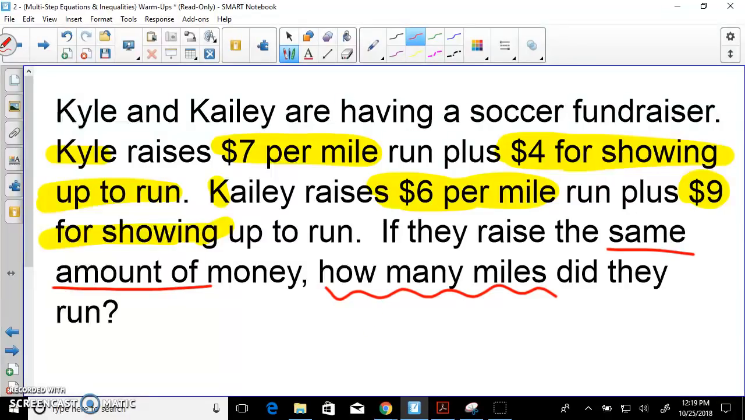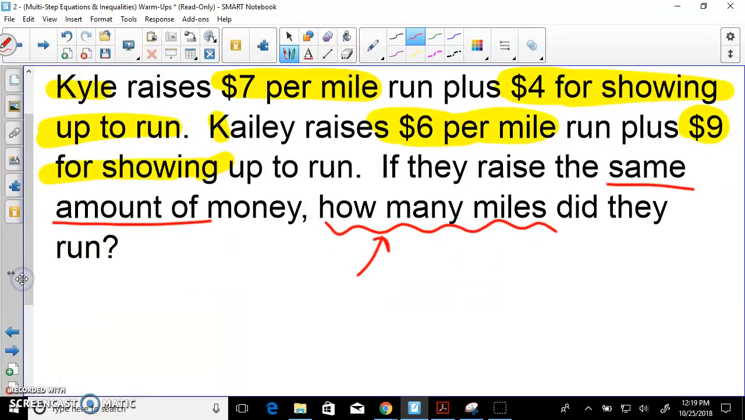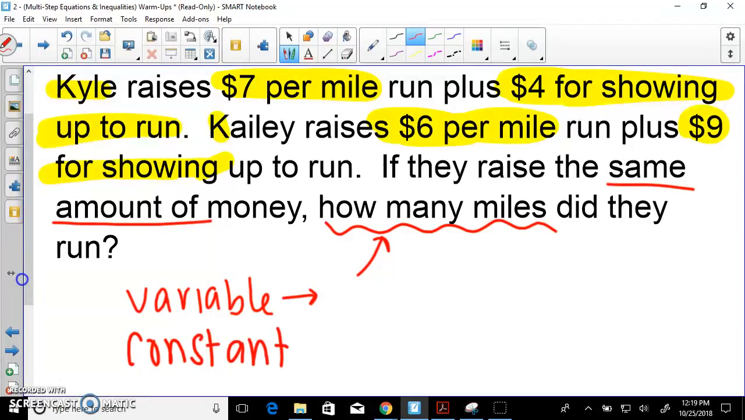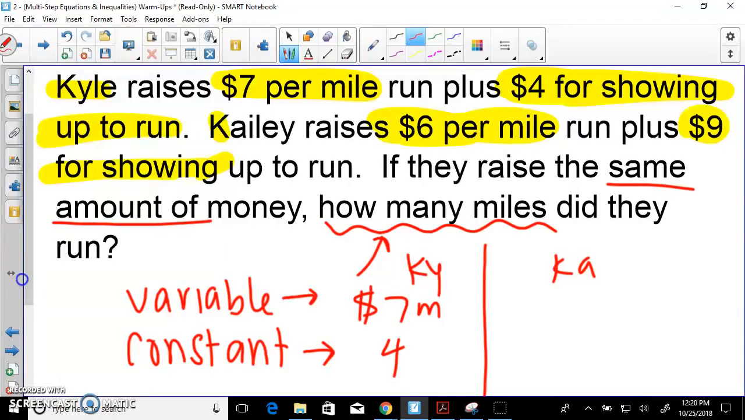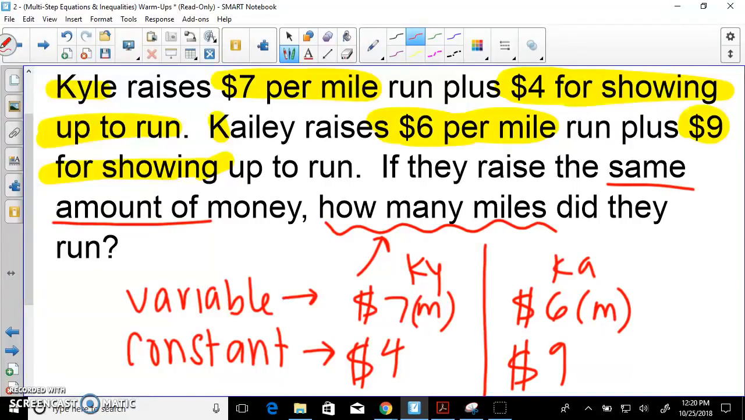Okay, so how many miles? So that's talking about our variable. So let's compare situations. I've got variable terms and we've got constant terms. And there's two situations. There's Kyle and then there's Kaylee. Kyle, variable. What changes? The miles. He's going to make $7 per mile plus $4 just for showing up. So we'll say that M miles is our variable. Kaylee makes $6 per mile, and then she gets $9 raised just for doing the run.